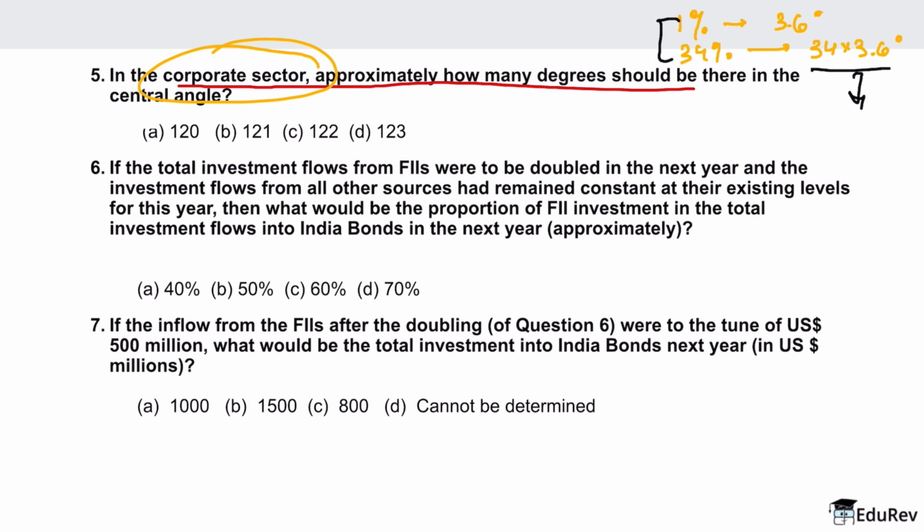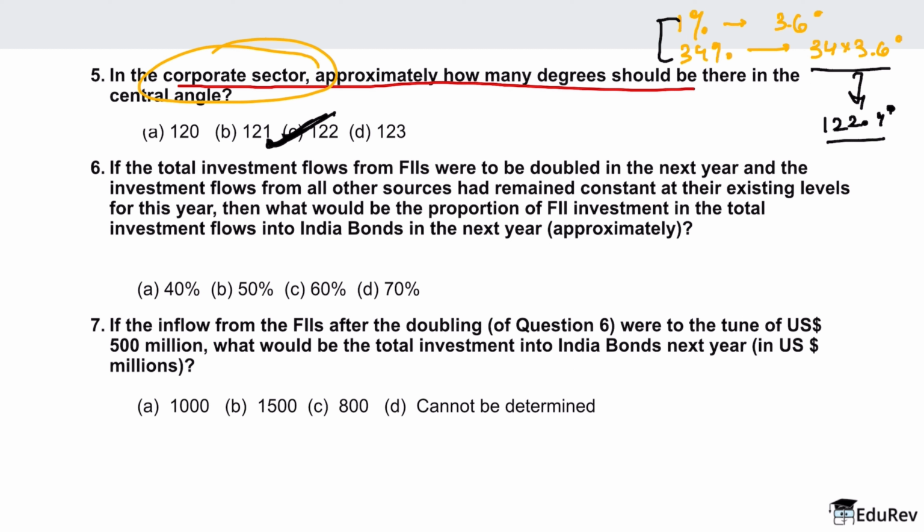6, 4, 12, 18. So this is nothing but 122.4 degrees. Correct? So 122.4, so I can say 122. Okay. Now question number 6.